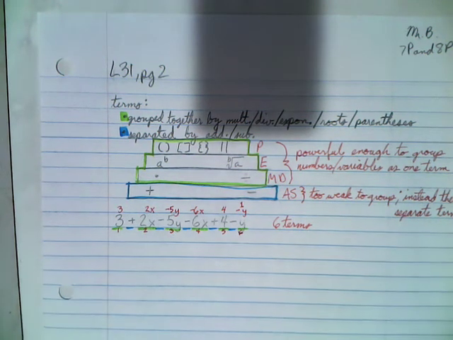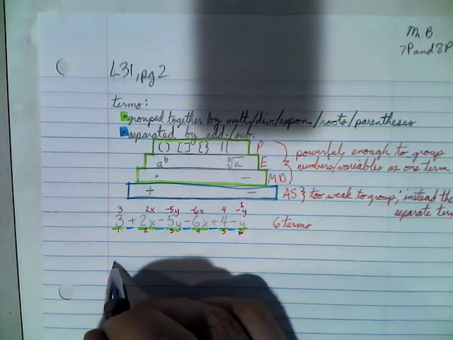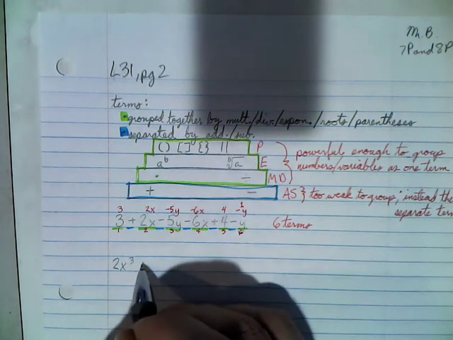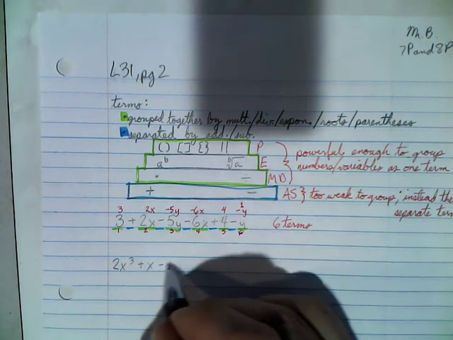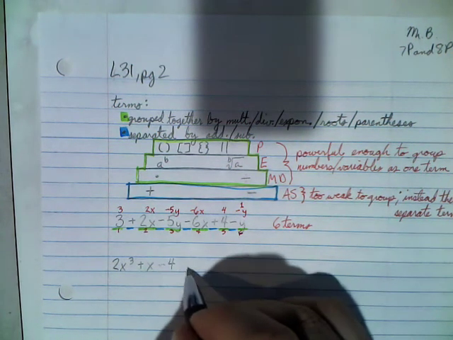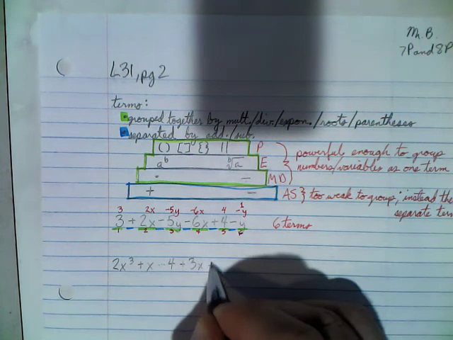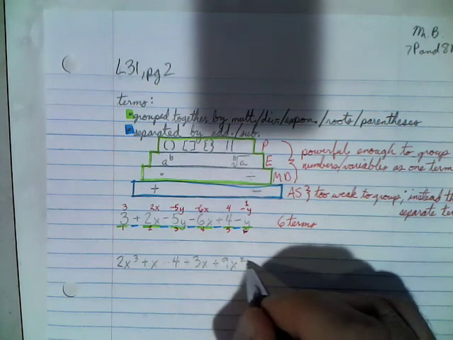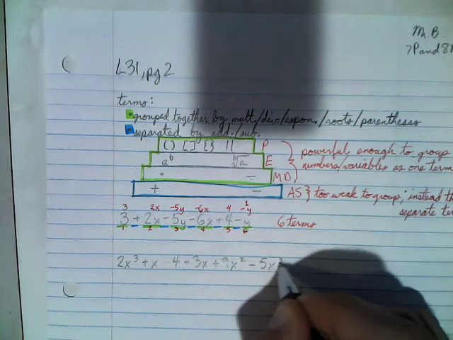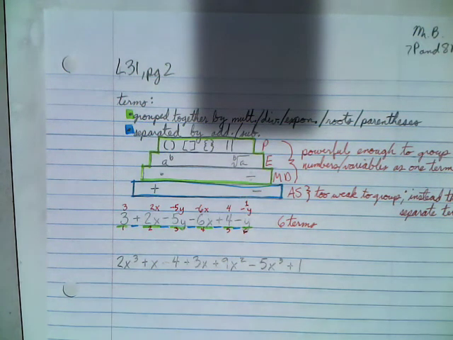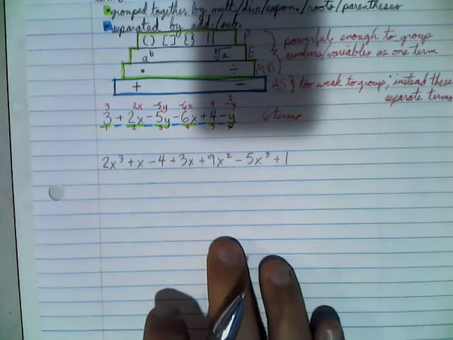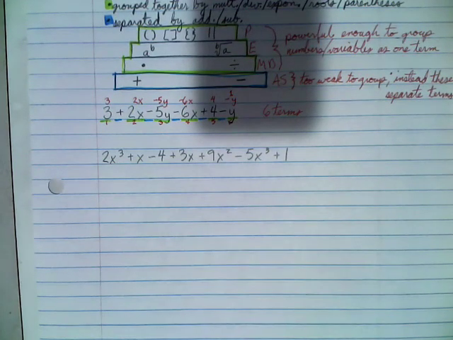I'm going to give you another expression, and this time I want you to see if you can figure out how many terms there are and which terms are present. So 2x cubed plus x minus 4 plus 3x plus 9x squared minus 5x cubed plus 1. So go ahead and pause the video, take a moment, see if you can figure out how many terms are in this expression. All right, let's see how you did.